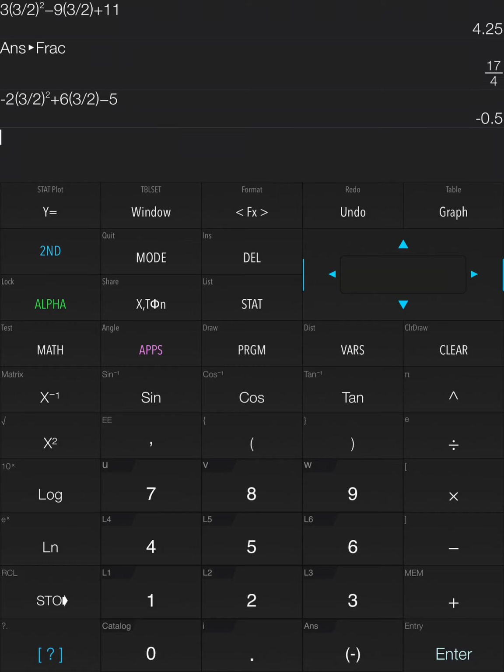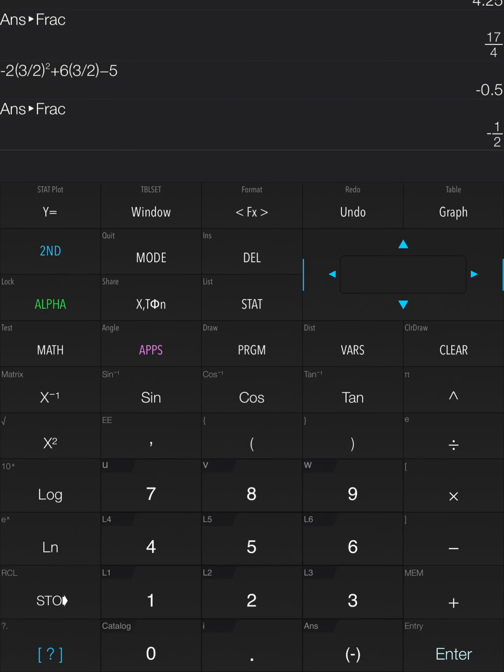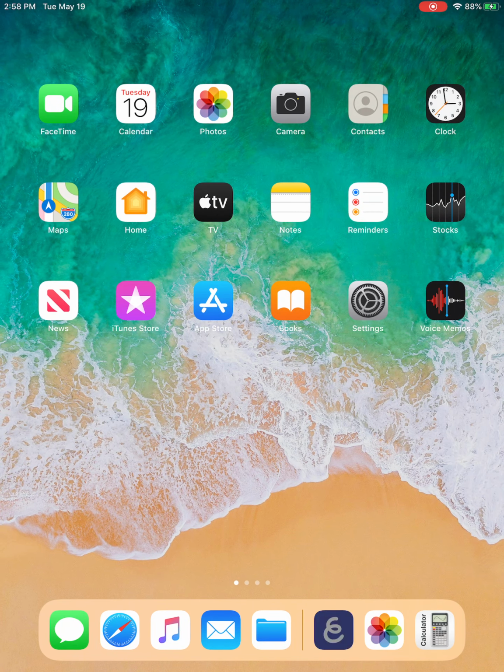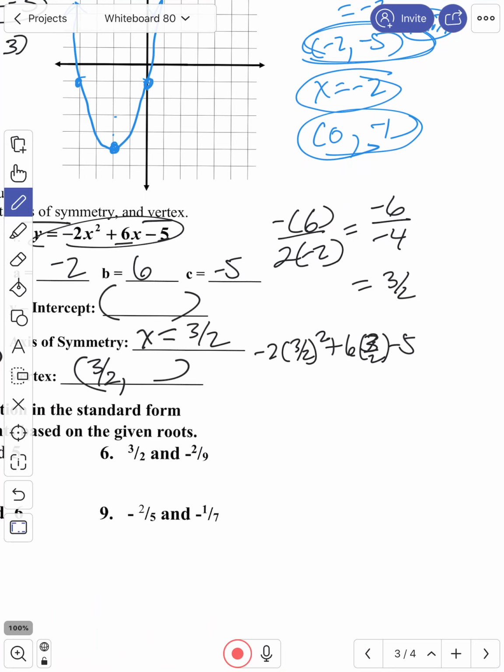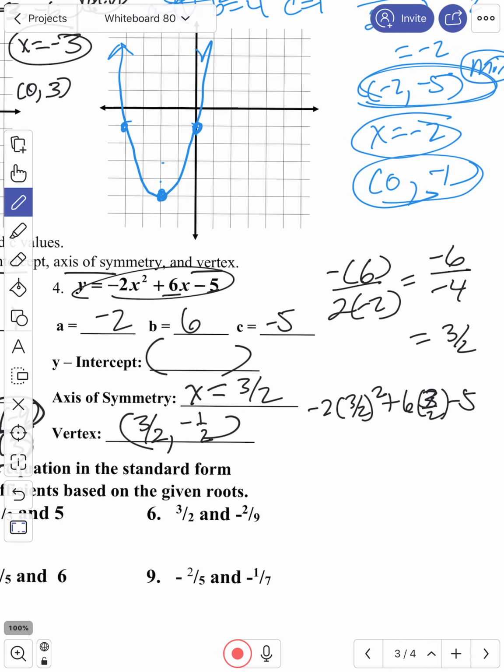And you get negative 0.5, which I hope all of you know, if you go to math fraction, is negative 1/2. Or you could give me a fraction. So this is 3 halves, negative 1/2. My y-intercept, you fill in 0 for x, and that zeroes these out, and you get negative 5.